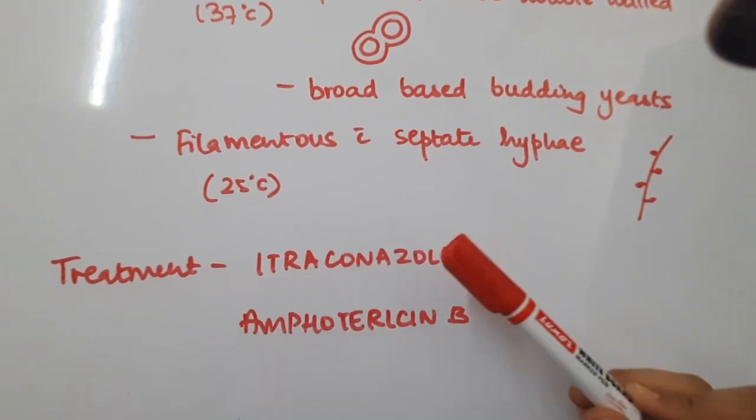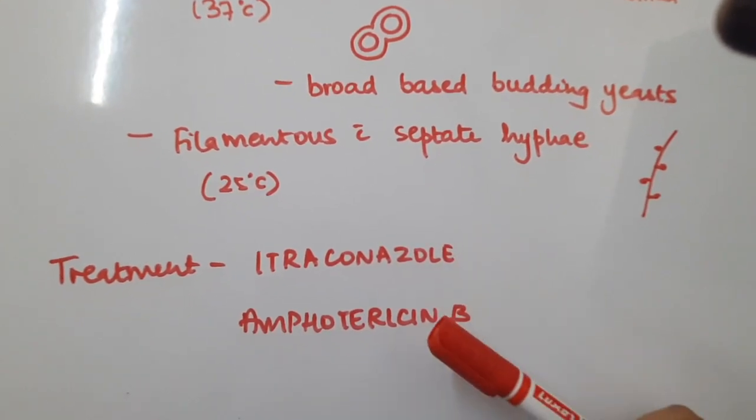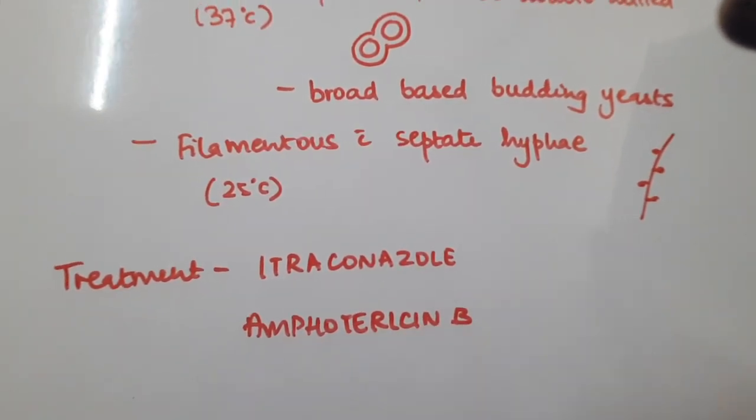For the treatment, for milder forms, we will give itraconazole, and for more severe forms, amphotericin B.